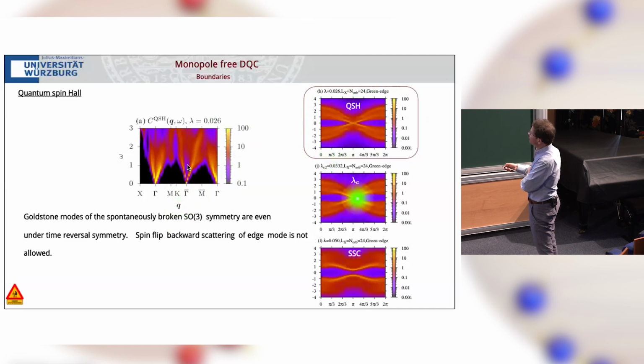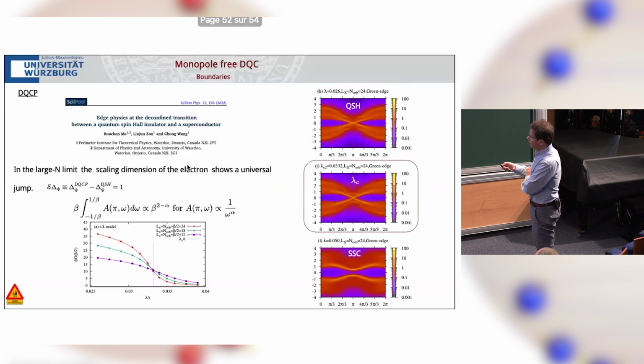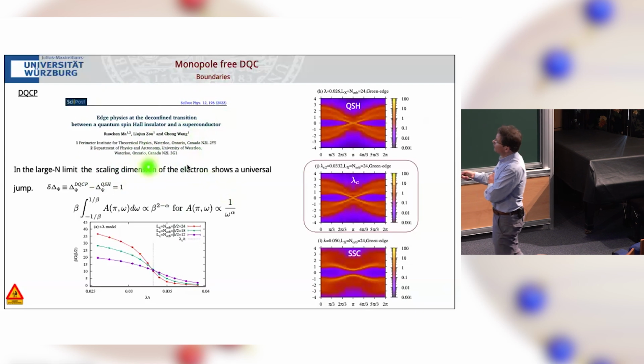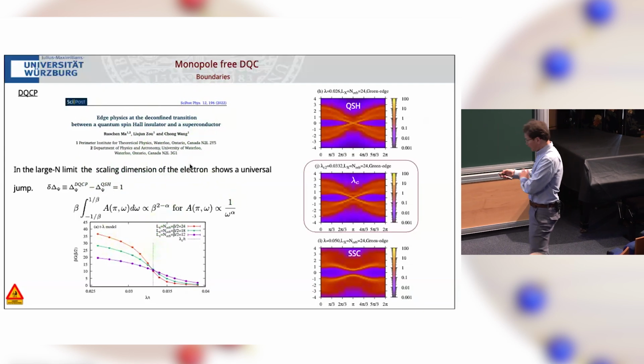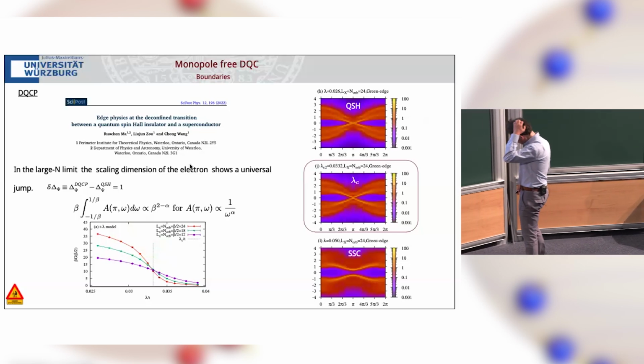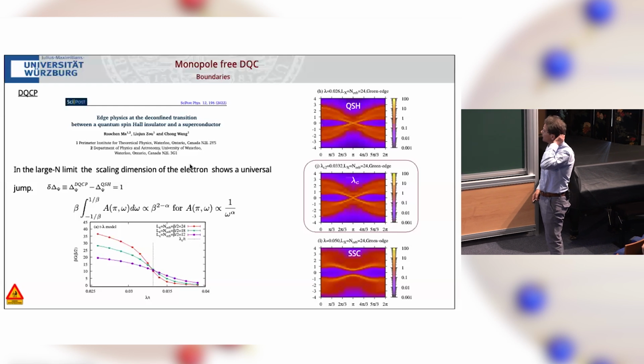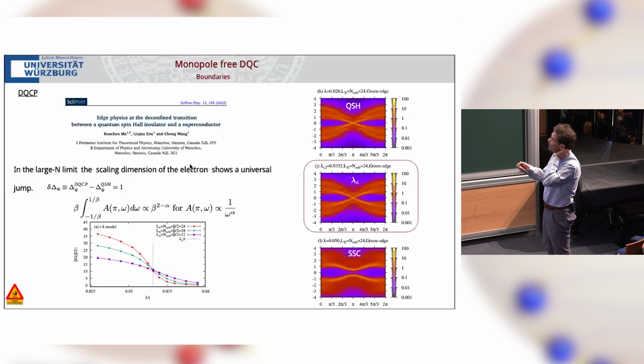What's harder is to understand what happens exactly at this point. There's a very nice paper, at least a conjecture, from Chong and some people with him. I'm not sure I understand all the details of the paper, but he basically does a slave particle approach and writes the fermions in terms of an SU2 boson and a fermion, right? And the claim is that exactly at this critical point, there is a jump in the scaling dimension of the fermion, right? So essentially, at the DQCP, the fermion would be a convolution of the boson and his gauge fermion.